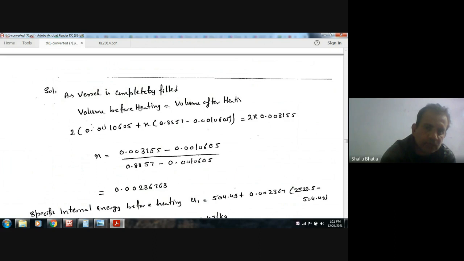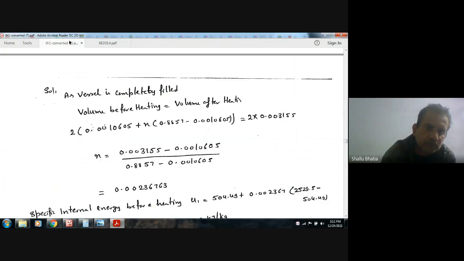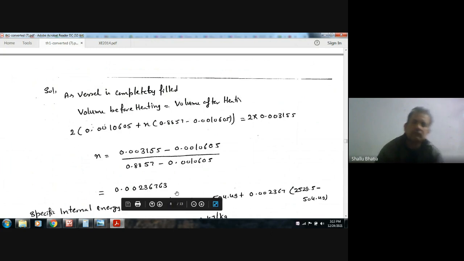Now considering the dryness fraction as x, the specific volume before heating will be Vf plus x times (Vg minus Vf). Here that value is Vg, that value is Vf, 0.001605. So from this we can get the dryness fraction, which is 0.00236. So this is the value of the dryness fraction.